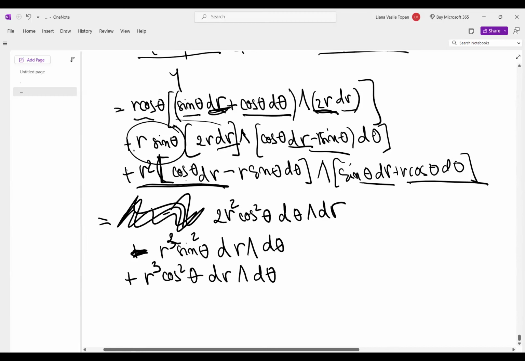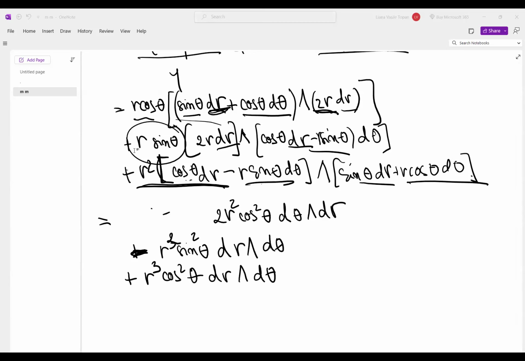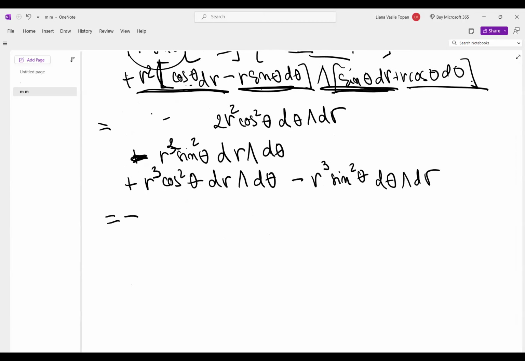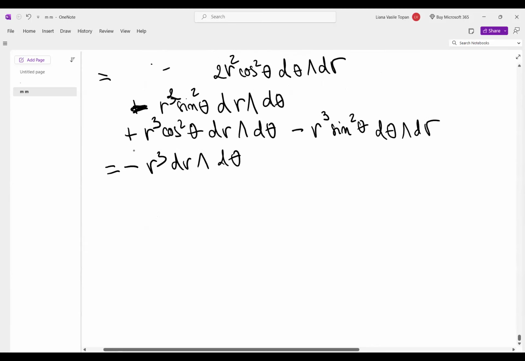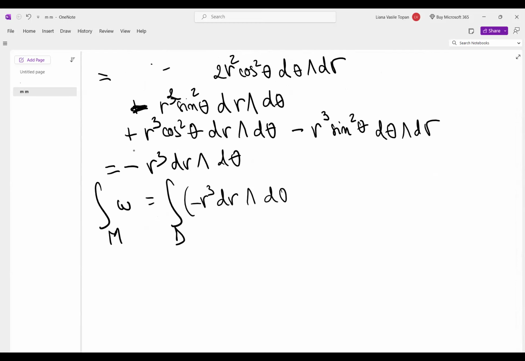And then I'm coming to this one and this one. So this will be minus r cube sine squared of theta d theta wedge dr. So this will eventually equal minus r cube dr wedge d theta, something like that. So when we integrate, the integral of omega over M will be the integral over the domain of minus r cube dr wedge d theta.